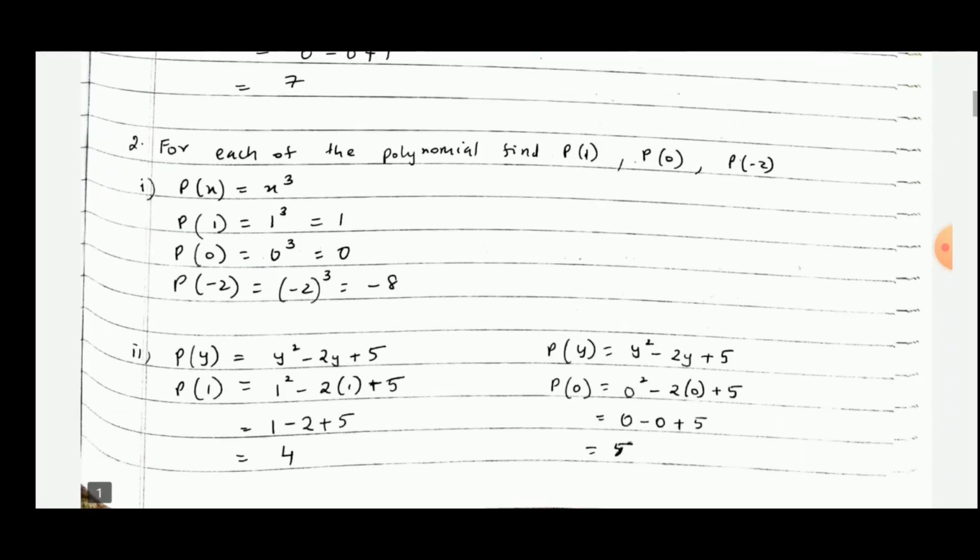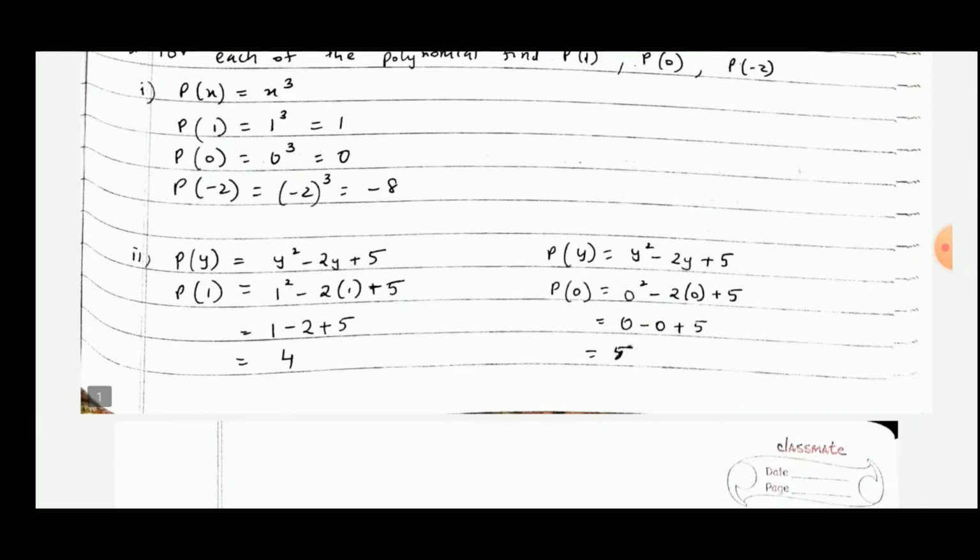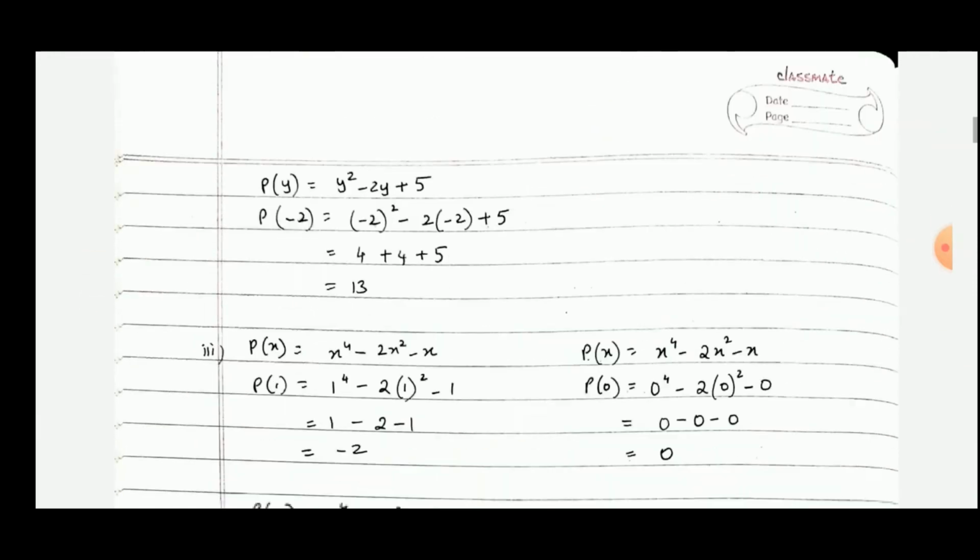Now let us see the first example. Polynomial p is denoted by x cube. So the value of the polynomial at x is equal to 1 is 1 cube, that is 1. Value of the polynomial p at 0 is 0 cube, which is 0. Value of the polynomial p at minus 2 is minus 2 cube, that is minus 8. So this way you will solve the second and the third example.